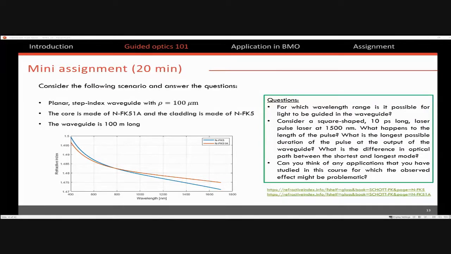What do you think? Well, the wave is going to be longer because the light travels slower in the medium than just normally. Okay. So the question says you have a 10 picosecond pulse at 1500. What's the longest possible path, and what's the shortest possible path along your waveguide?